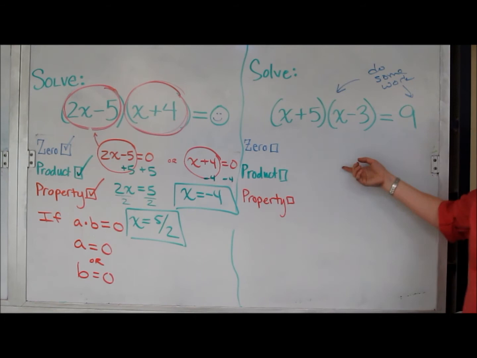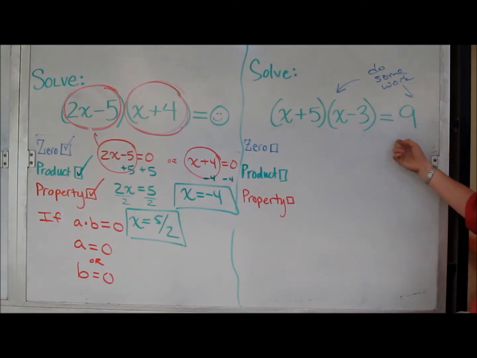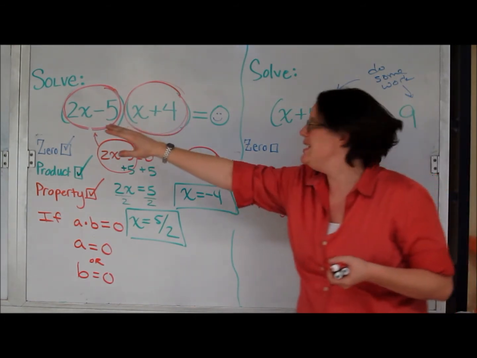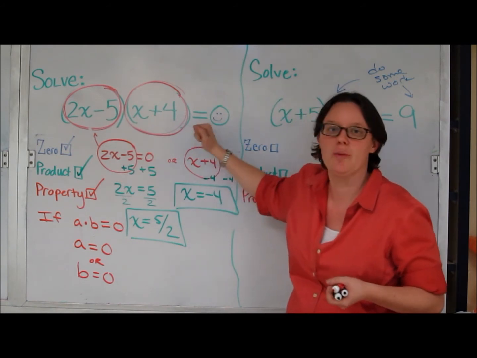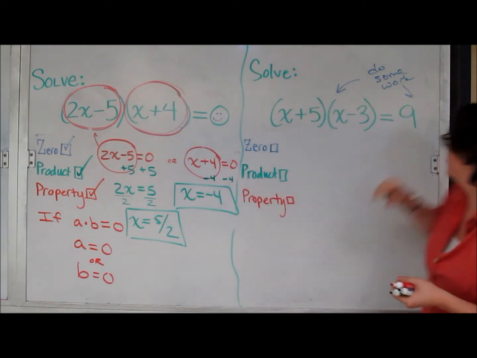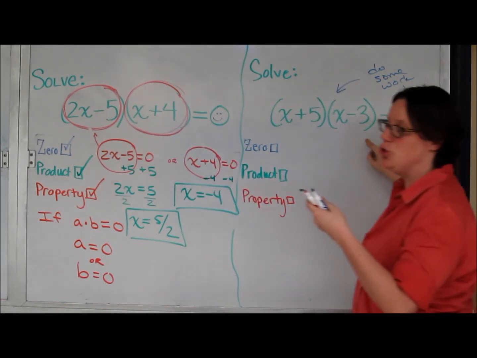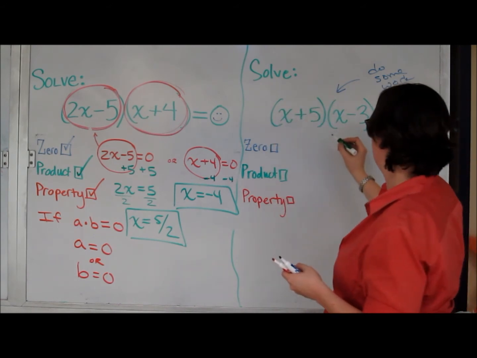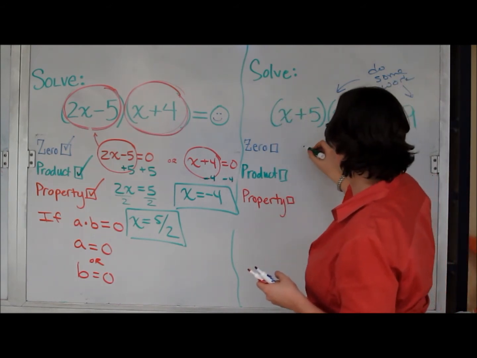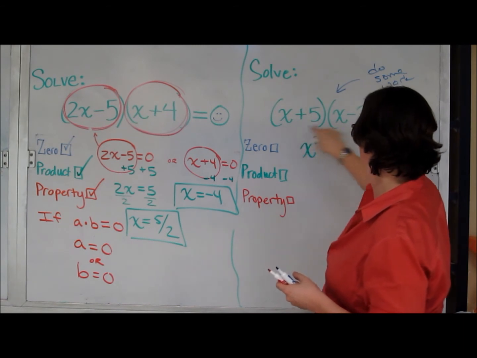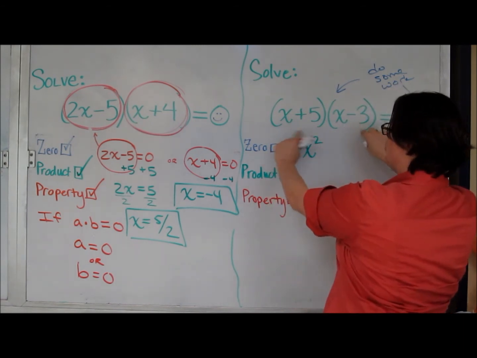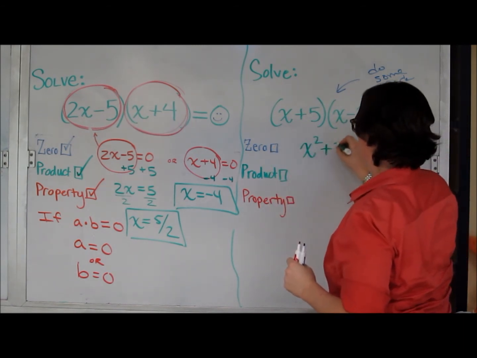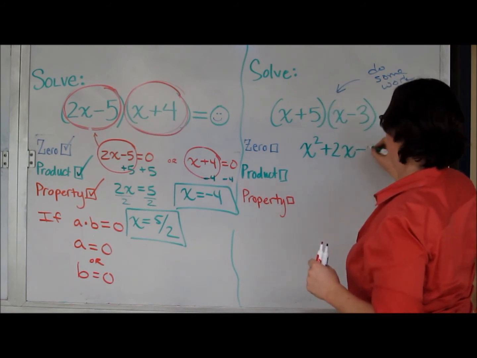As I said, this problem is going to take more work because it's not equal to 0. There was no need to FOIL over here because we were already equal to 0. Because we're not equal to 0 here, we need to do mathematical work. We need to FOIL this out. This is going to FOIL to x squared minus 3x plus 5x minus 15.